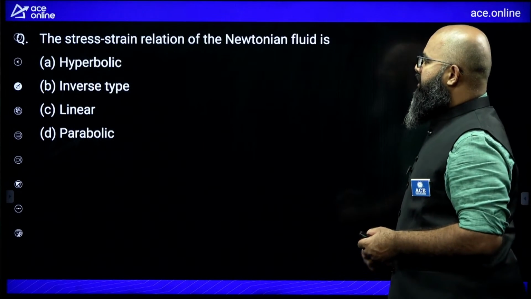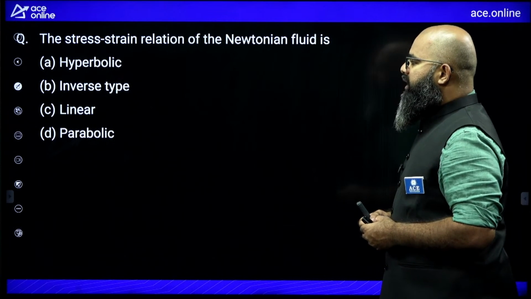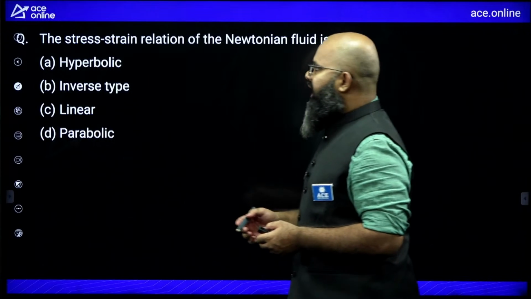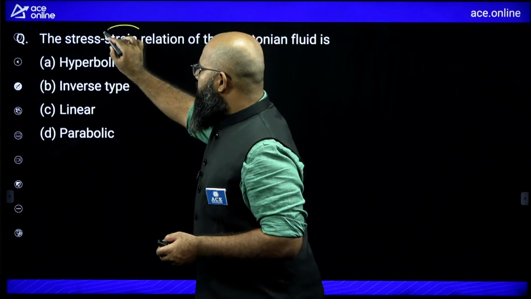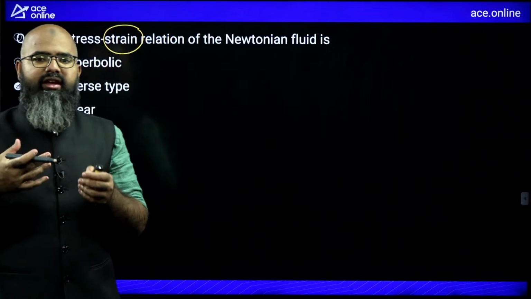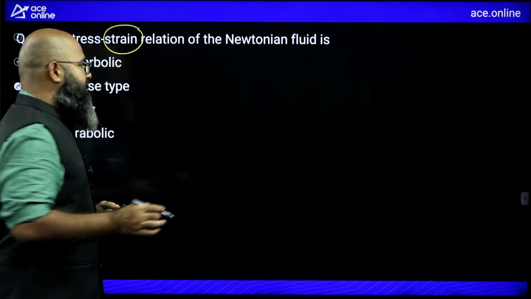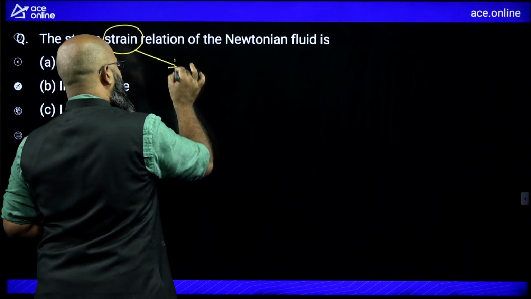Moving further. The stress-strain relationship of Newtonian fluid is, what kind of relationship do we have? Strictly speaking, it should be rate of strain over here. But I remember this was the statement given in your examination. That is why I have taken directly the same name only. Strictly speaking, it should be rate of strain.